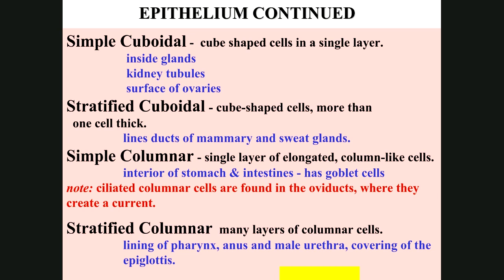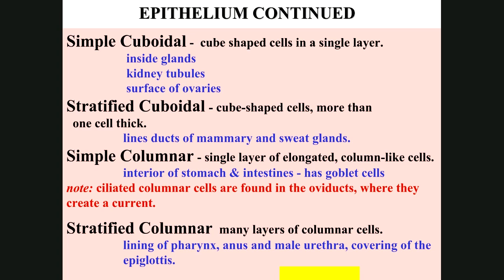The surface of a girl's ovary is covered with a layer of simple cuboidal epithelium cells as well. There's no hole for the egg to come out, so the egg literally has to explode out every month. And we'll talk about that when we talk about the reproductive system later.